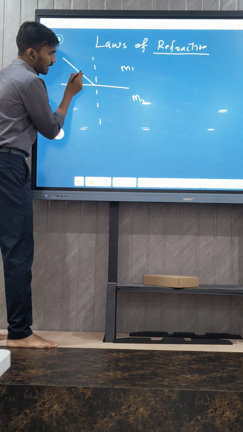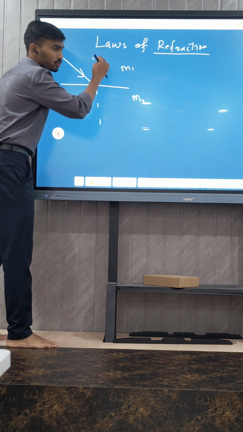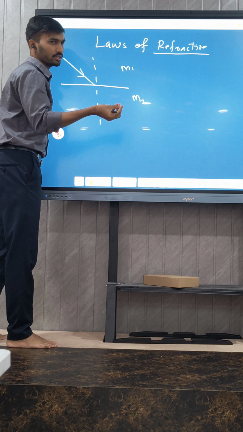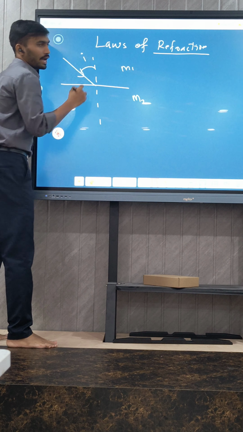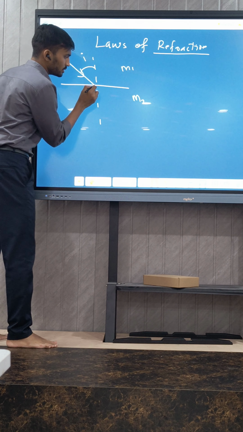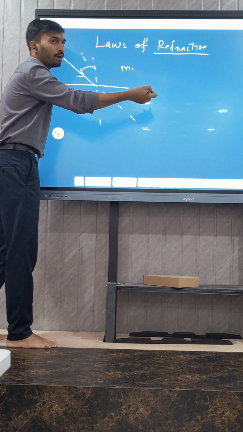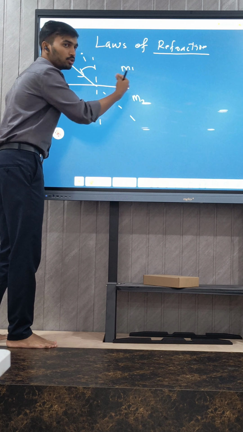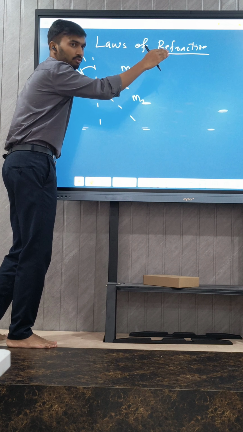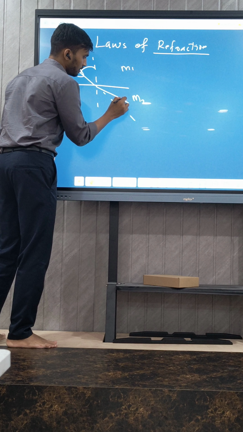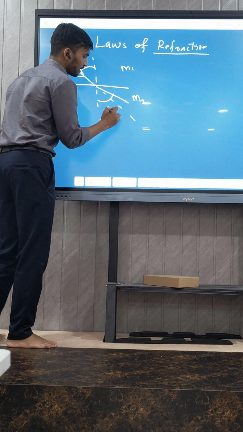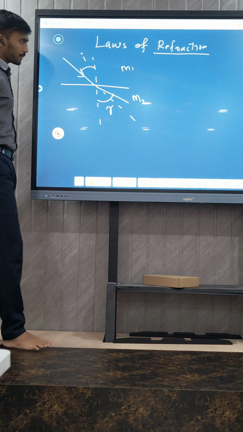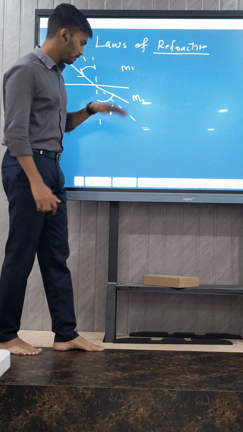The ray coming to the separation of the two mediums is called the incident ray. This angle is called the angle i, the incident angle. This is the expected path. From that path, the light may either bend towards the normal or bend away from the normal. If it is bending away from the normal, this is called the angle of refraction. Based on this, we have two laws of refraction.